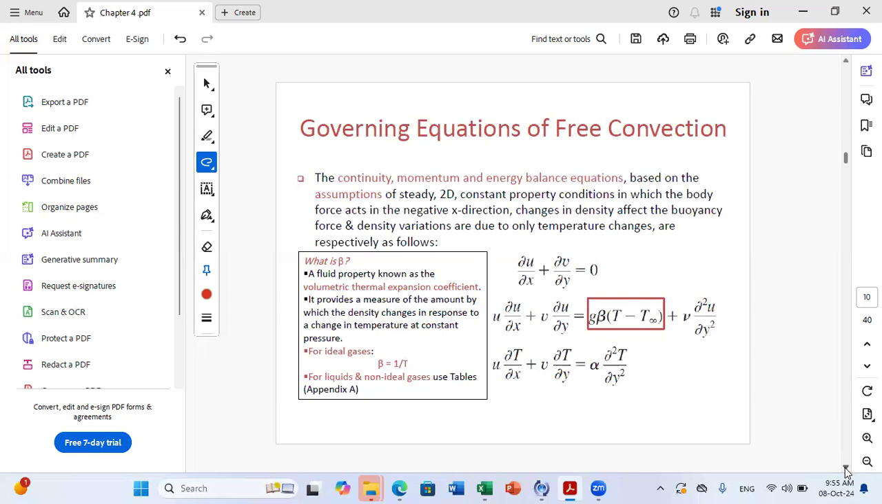So in fluids, you will learn how to write the continuity, momentum, and energy balance equations. For example, here, if you consider a steady 2D case of constant property conditions in which the body force acts in the negative x direction, changes in density will affect the buoyancy force, and density variations are because only of temperature changes. That's why, when you take fluids, you will see that the continuity equation in 2D can be written in the following form.